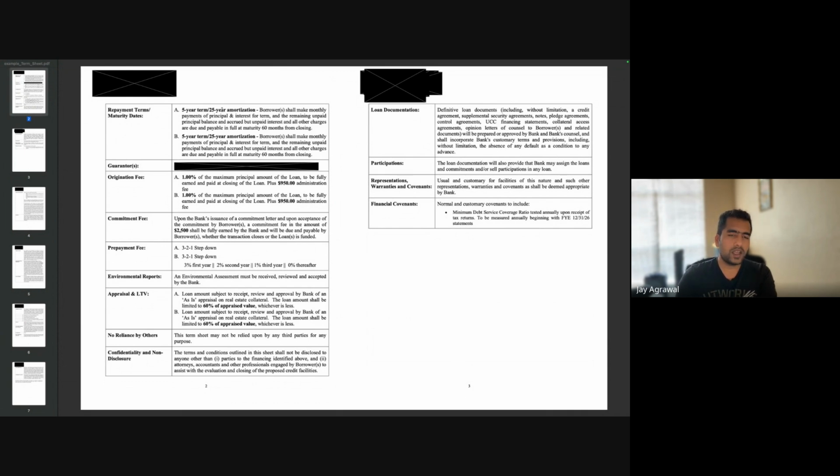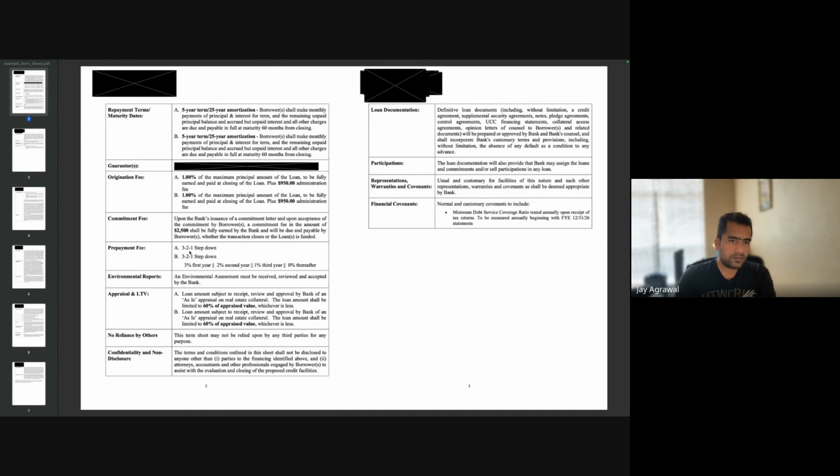Here you will usually have an initial fixed period. So here we have a 5-year term, and you will usually have a 25-year amortization. So what this 5-year term basically means is even though the monthly payment is going to be based on a 25-year amortization, this whole note will come due in 5 years. So at that point in time, the borrower will either have to redo the loan with the same bank, or they will need to find a new lender.